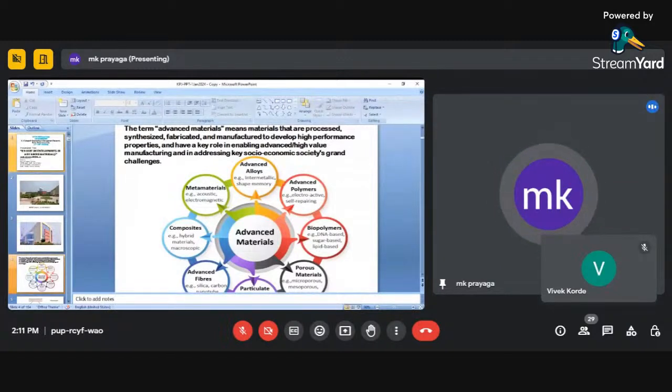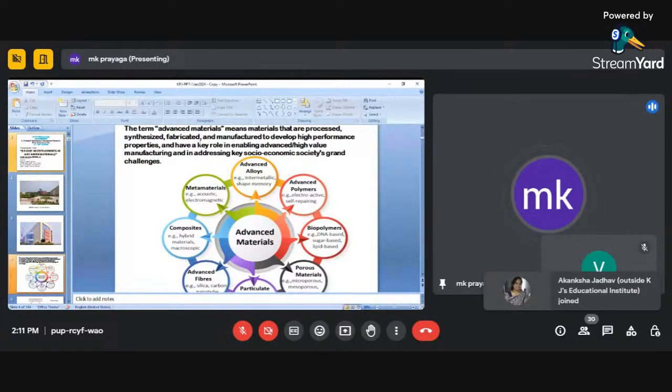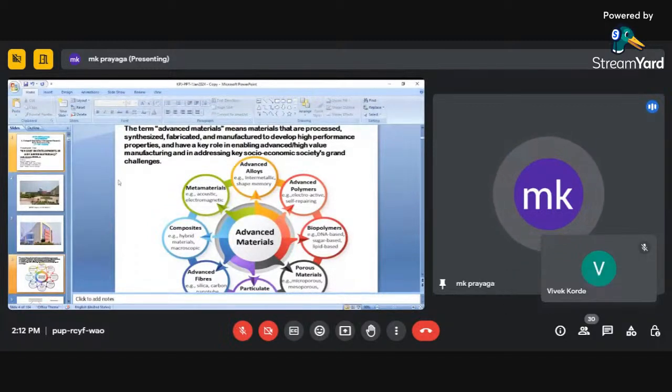So first of all, what is meant by advanced materials? These are basically processed, synthesized, fabricated, manufactured, and developed high performance property materials. Advanced materials means we need to process them, synthesize them in the lab, then fabricate them for the particular purpose of device development. That is the key role in advanced materials.